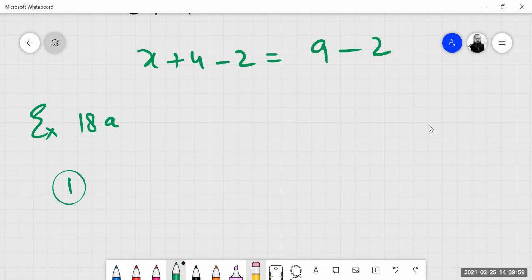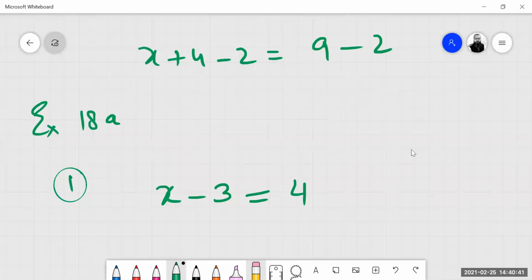Question number 1. I think of a number. It can be any number which we don't know, so we can say that it is x. I think of a number, subtract 3 and get 4. Subtract 3 means minus 3. Get 4 means equals 4.